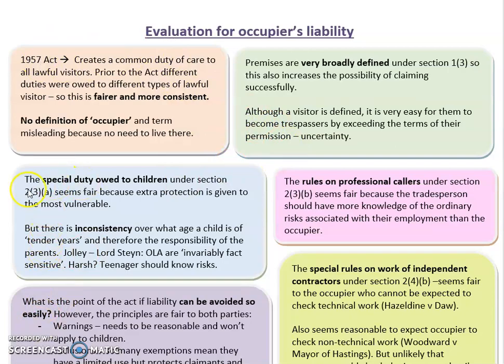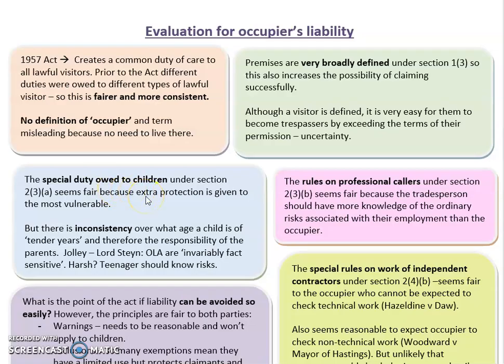Next point to make is that there's a special duty owed to children visitors under Section 2(3)(a) of the Occupier's Liability Act 1957. And this seems fair because the Act gives extra protection to children who are the most vulnerable types of visitor. Cases on children and the Occupier's Liability Act, which you could talk about here, try to strike a balance between the responsibilities of the parents and the responsibilities of the occupiers, especially if the child is of tender years.